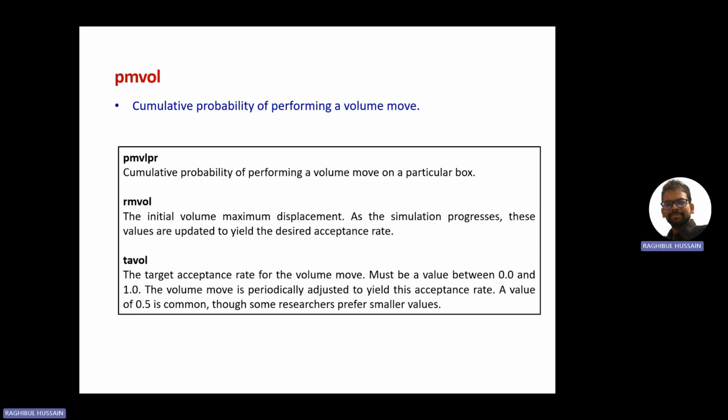So this target acceptance is, again, based on literature. Typically, it ranges from 0.3 to 0.5. If you do not have any information, keep it 0.5.